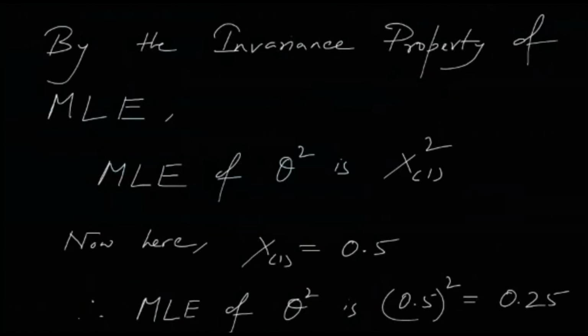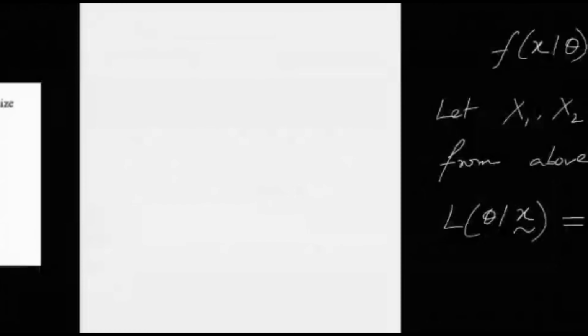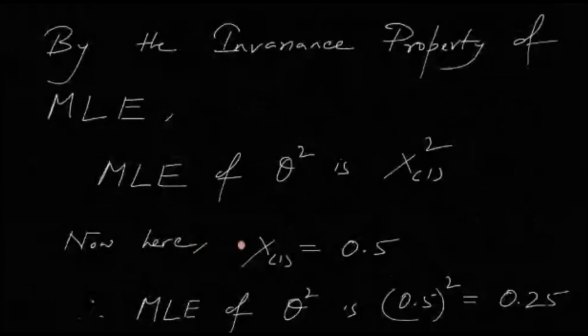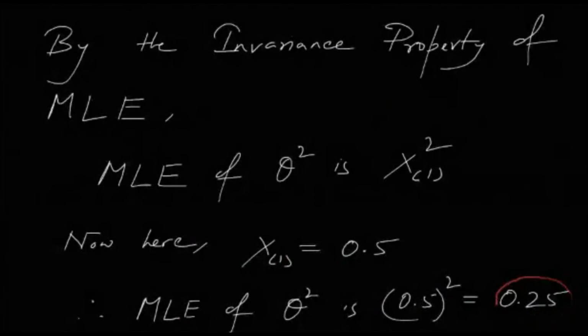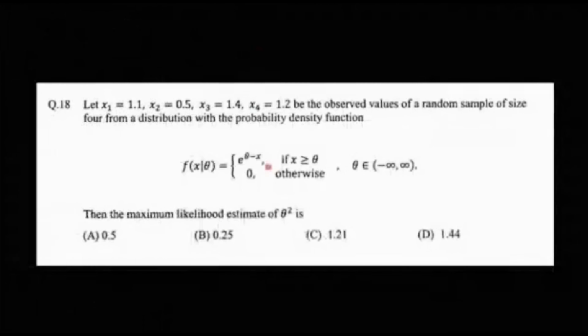Now let's come back from the general problem to the particular problem. Here the sample size is 4 and the values have been given: x1, x2, x3 and x4. The smallest value, that means x order 1, is 0.5. You can see that this is 1.1, this is 0.5, this is 1.4 and this is 1.2. So the smallest is 0.5. Therefore the MLE of theta square is 0.5 square, which is 0.25. So 0.25 is the answer to this problem. That means option B, I think. Yeah, option B is the right answer to this problem.